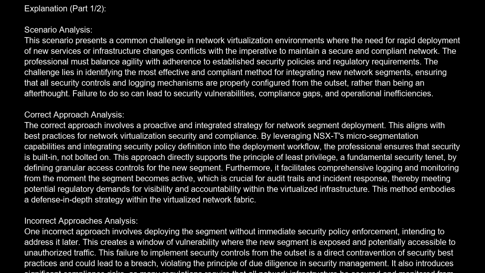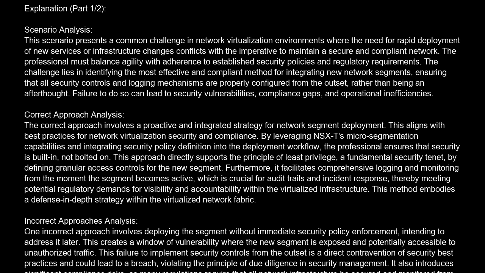Incorrect approaches analysis. One incorrect approach involves deploying the segment without immediate security policy enforcement, intending to address it later. This creates a window of vulnerability where the new segment is exposed and potentially accessible to unauthorized traffic. This failure to implement security controls from the outset is a direct contravention of security best practices and could lead to a breach, violating the principle of due diligence in security management. It also introduces significant compliance risks, as many regulations require that all network infrastructure be secured and monitored from its inception.